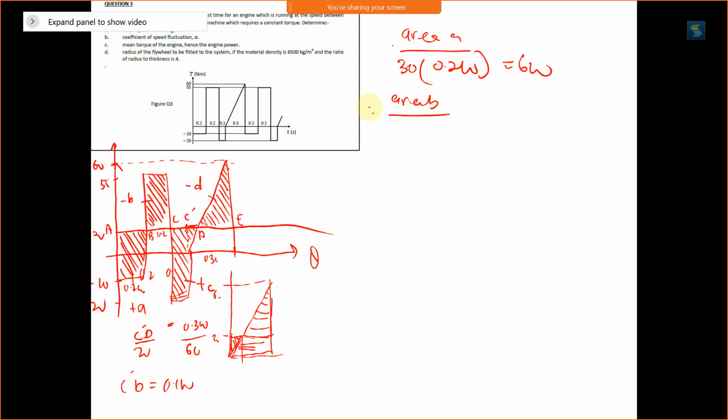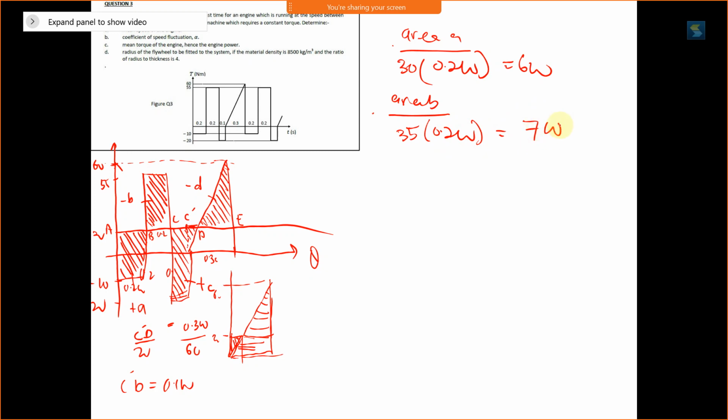Area B. What is our area B? Area B is 0.2, isn't it? Betul, 0.2 omega, ataupun kita ambil 55 tolak dengan 20, 35 lah. So 35 times 0.2 omega. Then we have 7, isn't it? Betul, 7 omega.